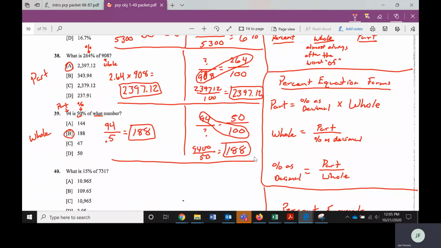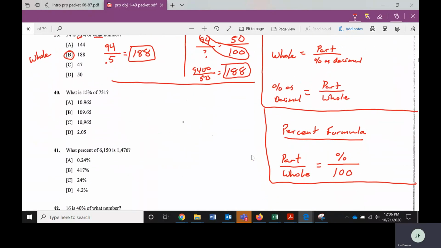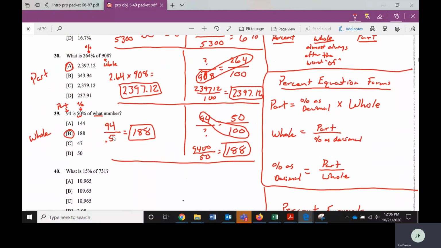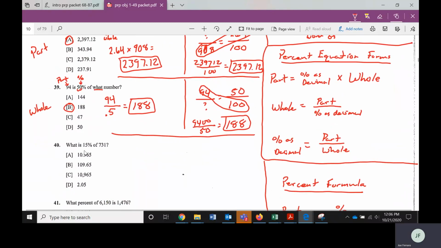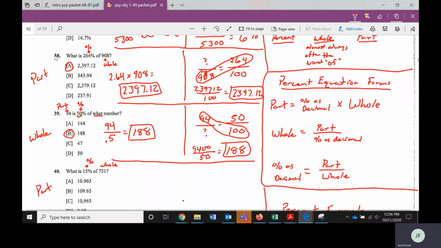So we're going to do a couple more on this page. So 40, look here, it says what is 15% of 731? So 15 is the percent because it's got a percent sign. The word of, after the word of is the whole. Okay, so that means we are looking for the part. So this would be similar to number 38.